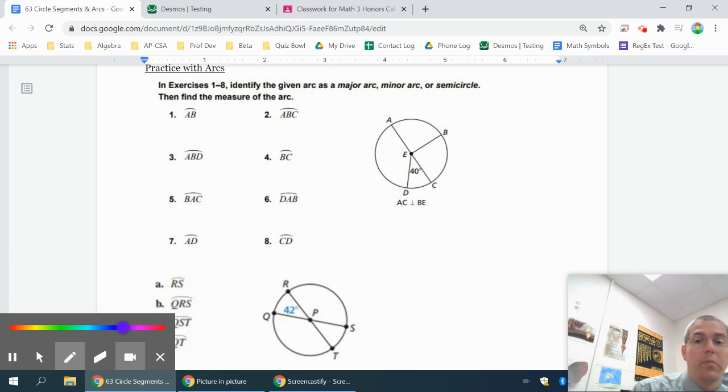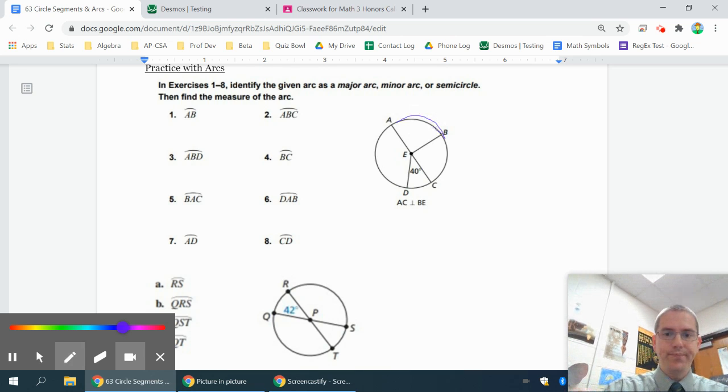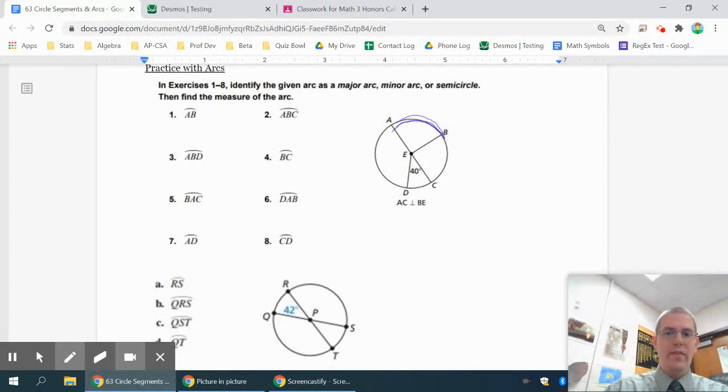Okay, on this, we're going to apply what we just learned. So remember, AB, by definition, goes the short way around. So I go from A to B, and that'd be that. So that is a minor arc. And it wants to know the degrees.